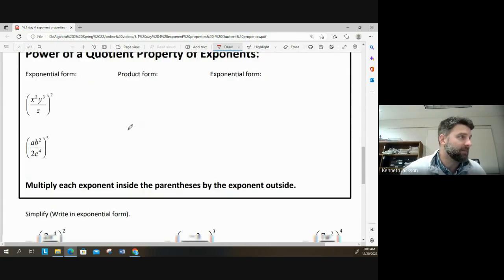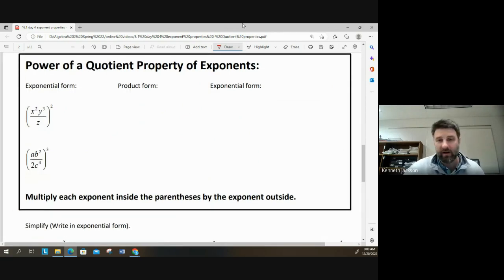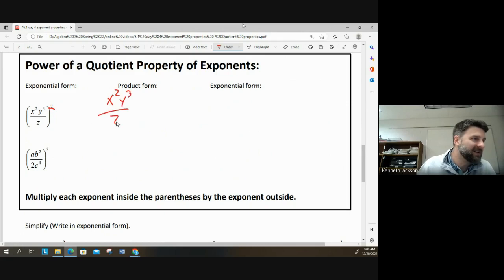The next property is the power of a quotient. If you remember, we have the power of a product. Now we're having a power of a quotient. And again, to understand this, if we write this out in product form, I have 2 of this entire factor inside the parentheses. So I have 2 x squared y to the 3rd over z times, because that's what the exponent means, I'm multiplying, and x squared y to the 3rd over z.